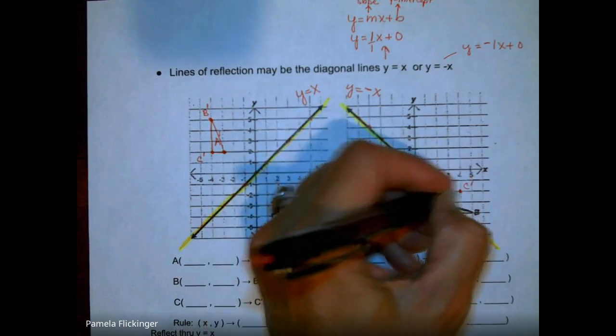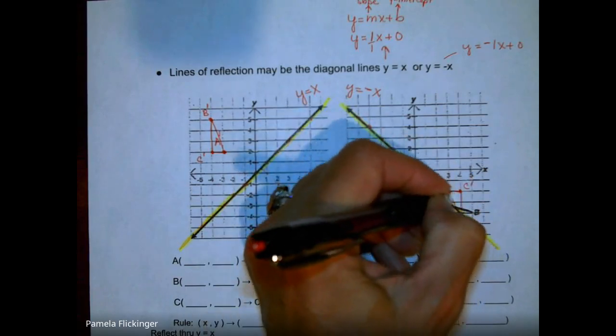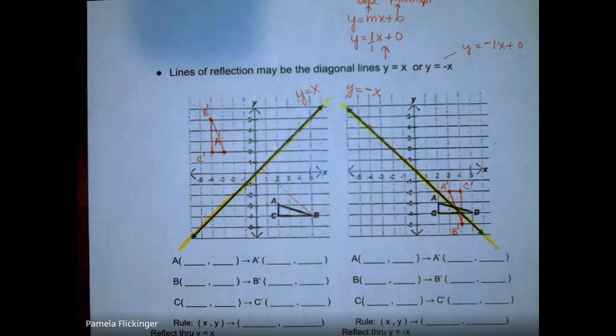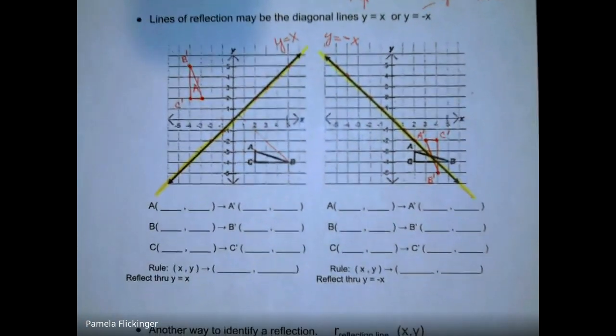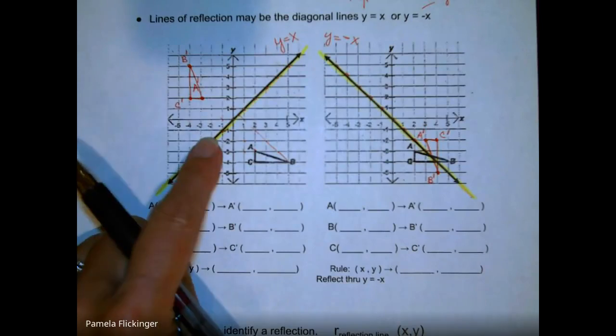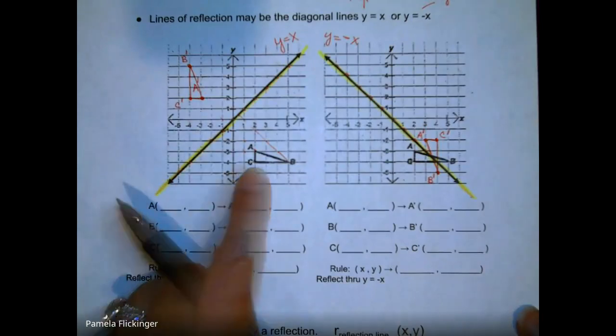And then when we connect, they overlap like that. All right, now let's look at these ordered pairs. All right, we'll go back and let's look at the y equals x first. All right, let's put the original ordered pairs in.